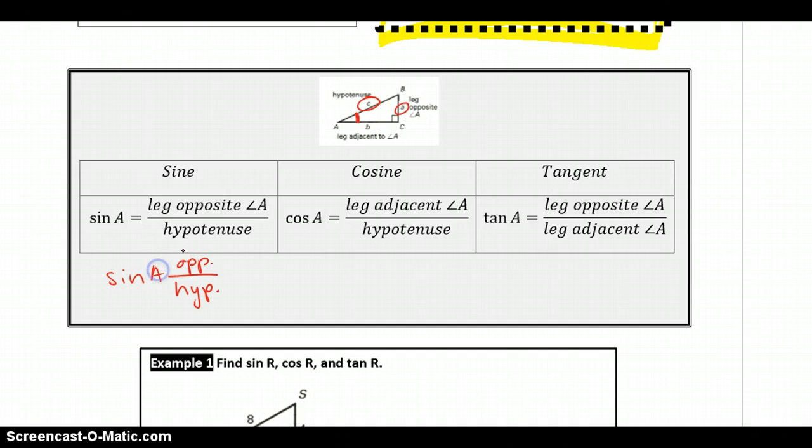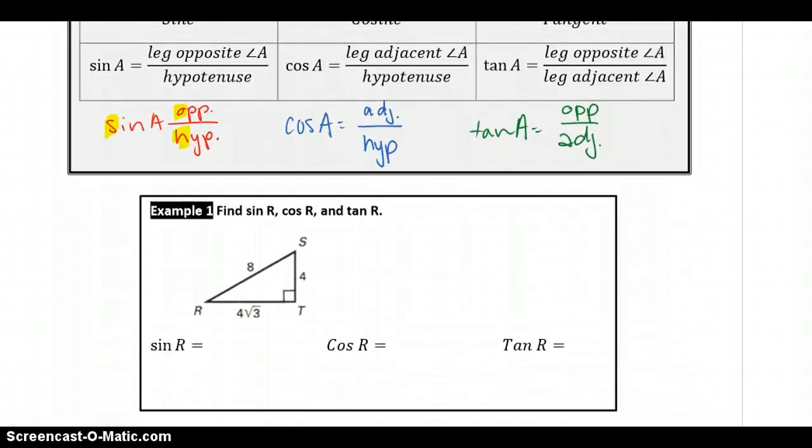So here we get S-O-H. So stands for sine of A equals opposite over hypotenuse. C stands for the cosine of angle A is equal to the adjacent side over the hypotenuse. So this is where we get C-A-H. And then TOA comes from tangent of A equals O, opposite, over adjacent. So SOHCAHTOA. Using one of these three ratios, we can find the measure of the angle or the length of a missing side. So let's look at example 1.